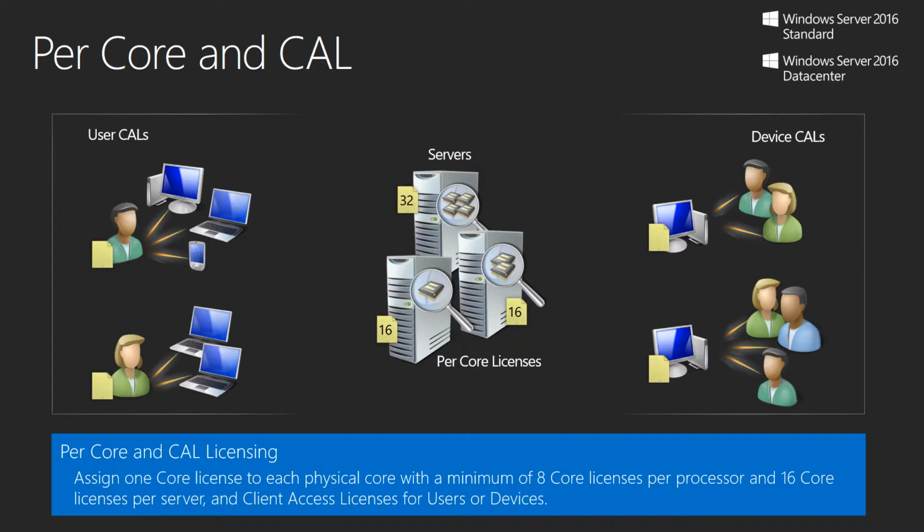So there's the summary. Per core and CAL licensing, Windows Server 2016 Standard and Data Center editions are licensed with 1 core license for each physical core in the server, assigning a minimum of 8 core licenses per processor and 16 core licenses per server. In addition, CALs are required for users or devices.